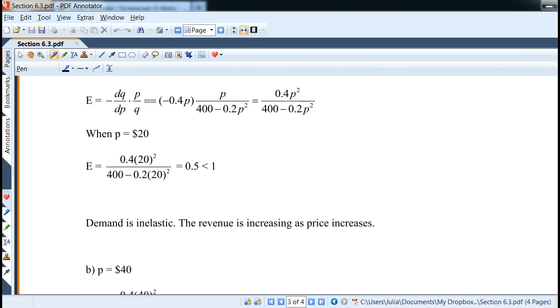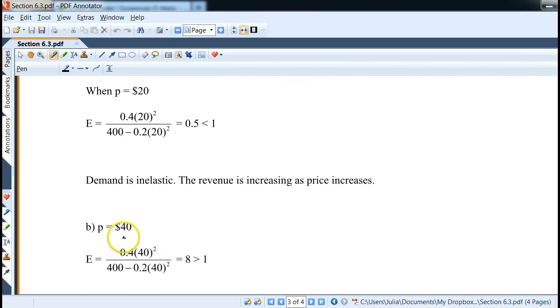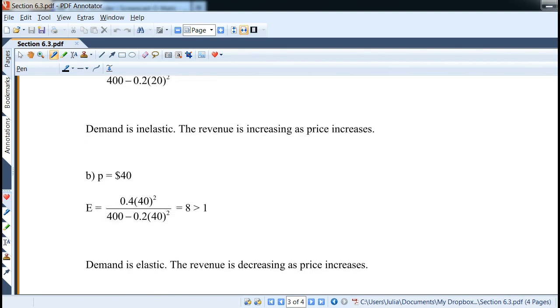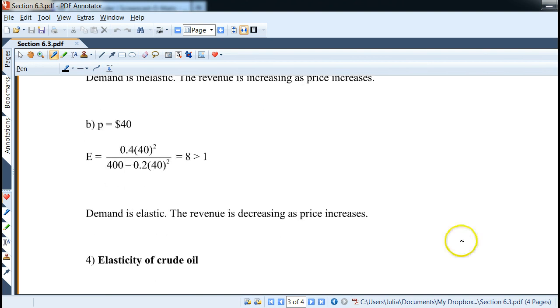What if the price is $40? Well, if we plug it in, this is what I got. Be careful to put the denominator in parentheses if you're calculating it on your graphing calculator. I got 8, which is much larger than 1. Definitely, it's very elastic here. So maybe doubling the price may not be such a good strategy. Maybe increase it very little by little.